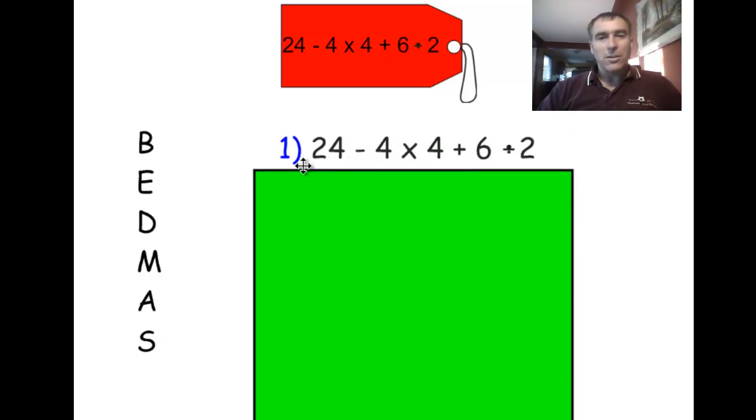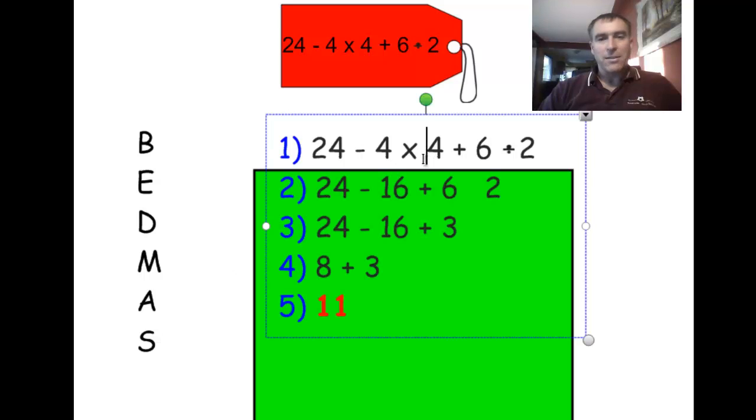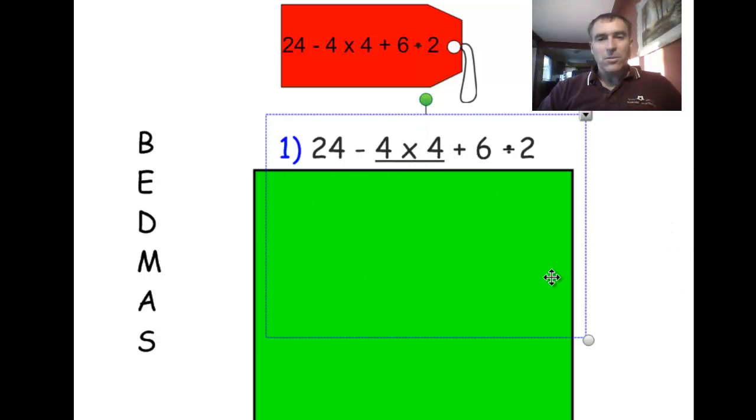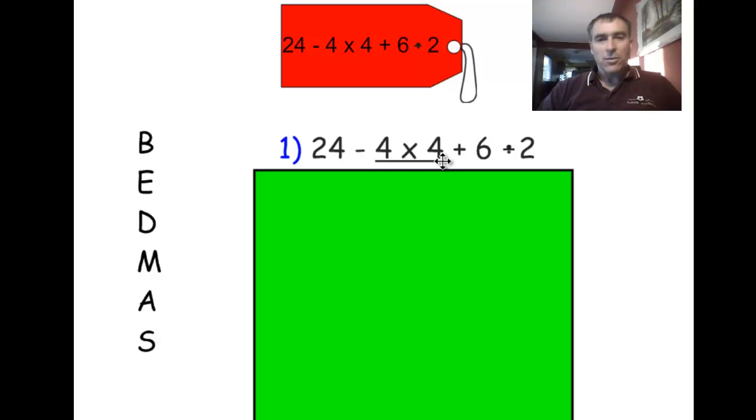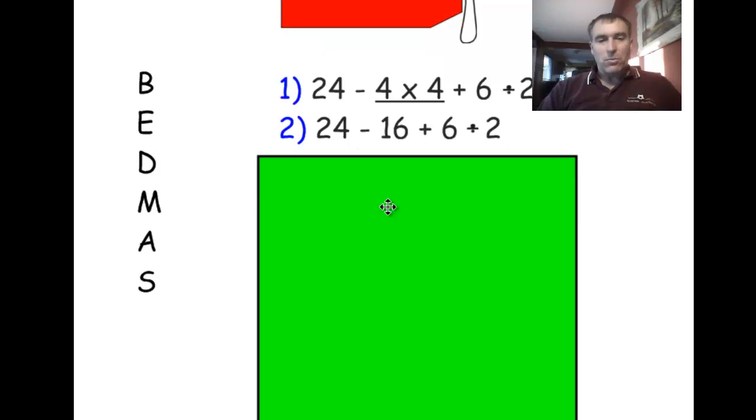So the first thing we do is we write our question out. Then we know that we do multiplication first based on our BEDMAS. So we highlight, we underline. Okay, so now we know that we're going to replace the 4 times 4 with an answer. So we write it out and we write the rest of the question. So 24 minus, the 4 times 4 is 16, so we put that down there. Then we write the rest of the question, plus 6 divided by 2.